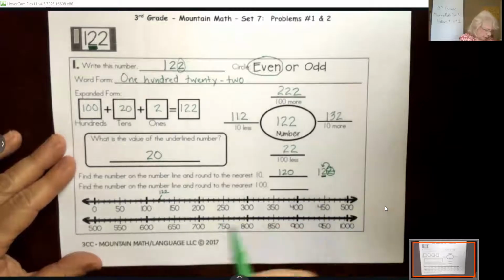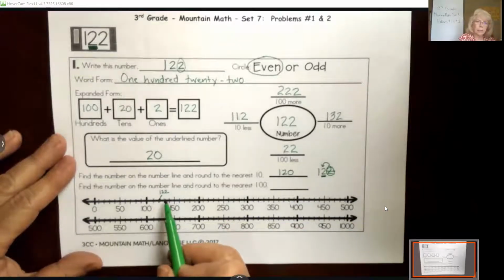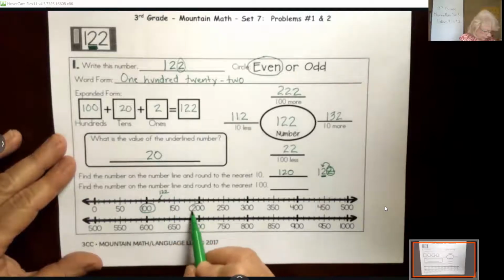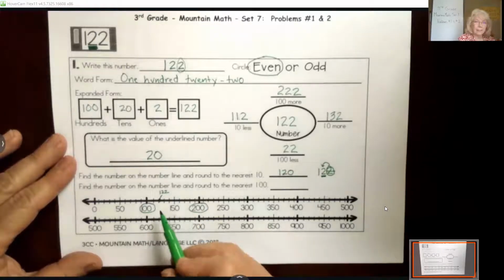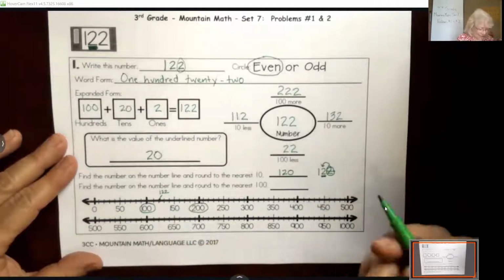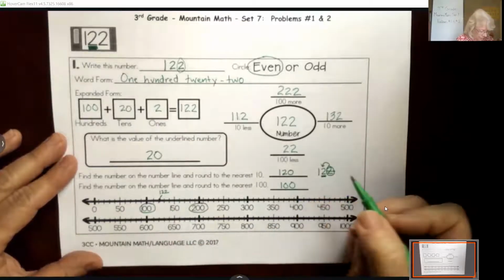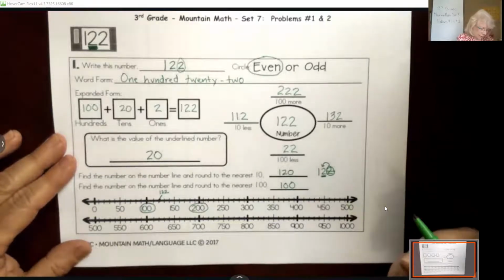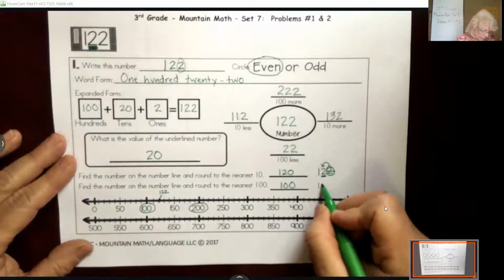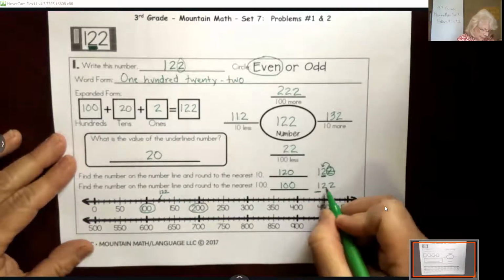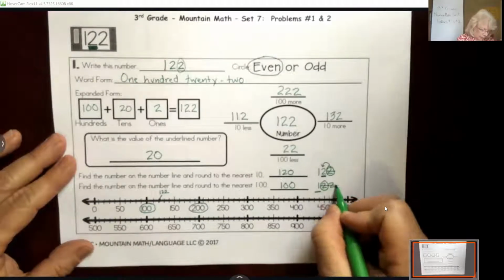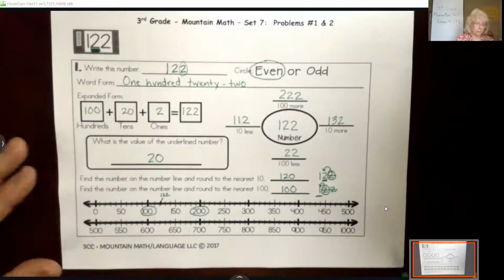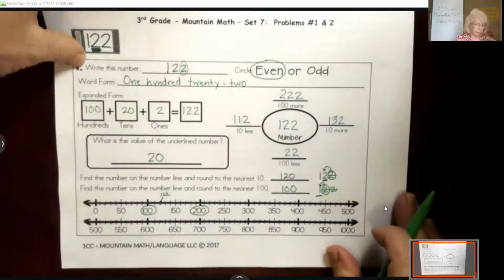If we round to the nearest 100, we can do this by looking at our number line and say, is it closer to 100 or is it closer to 200? Say it out loud. Yep, it's closer to 100. And if we did it the other way, we'd underline this, circle the number next to it, and it would tell us to stay the same, and we'd get the same answer. Okay, let's do number 2.